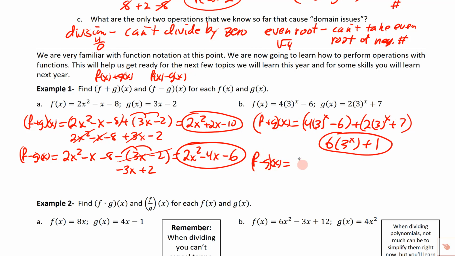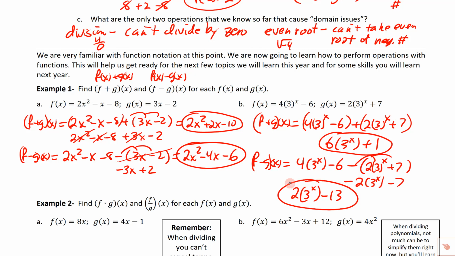And again, I'll write this down, 4 and then 3 to the x, minus 6. And I am going to go ahead and write this down in parentheses. Just a quick reminder there that we need to make sure we distribute that through here. So we have minus 2 times 3 to the x, and then minus 7. So let's combine these together. That's going to give us a 2, 3 to the x, because if I have 4 of these and I take away 2 of these, that gives me 2, 3 to the x's. And then negative 6 minus 7, so that's going to be negative 13. I'll go ahead and circle that.